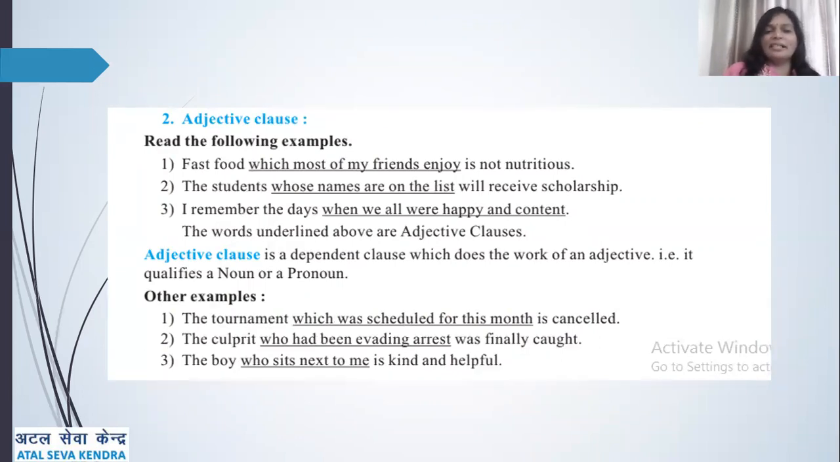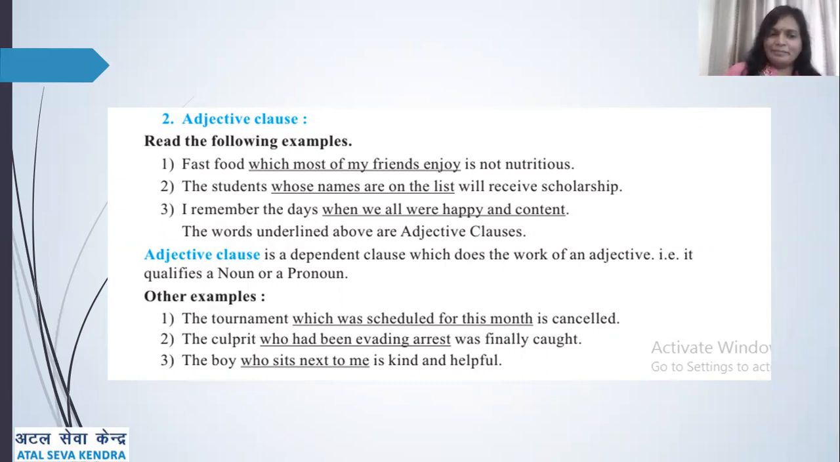Look at the words which are underlined. They are all group of words which are telling you more about the noun, that is, doing the work of an adjective. So remember, an adjective clause is a dependent clause which does the work of an adjective, that is, it qualifies a noun or a pronoun.